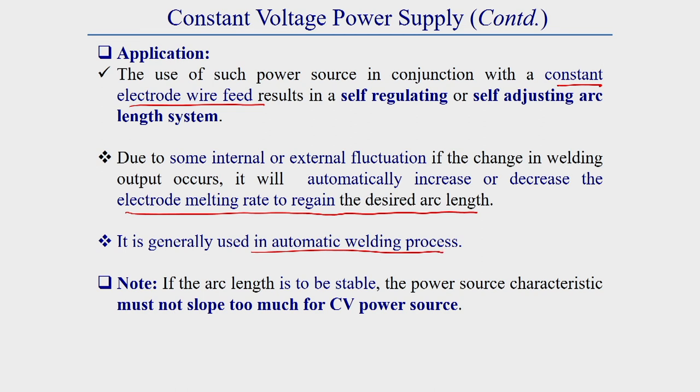Here, one thing we should keep in mind: if the arc length is to be stable, the power source characteristic must not slope too much for a constant voltage power source. Why is this? Keep in mind why this is written here. What does this last statement mean? It means the arc length should remain constant. What does this last statement tell us? The arc length is to be a constant length.